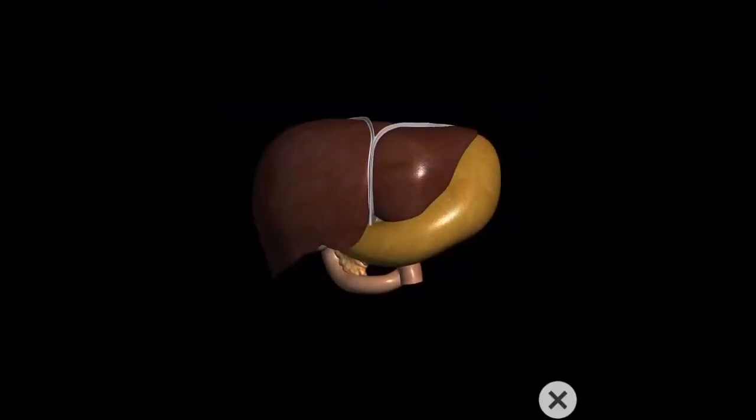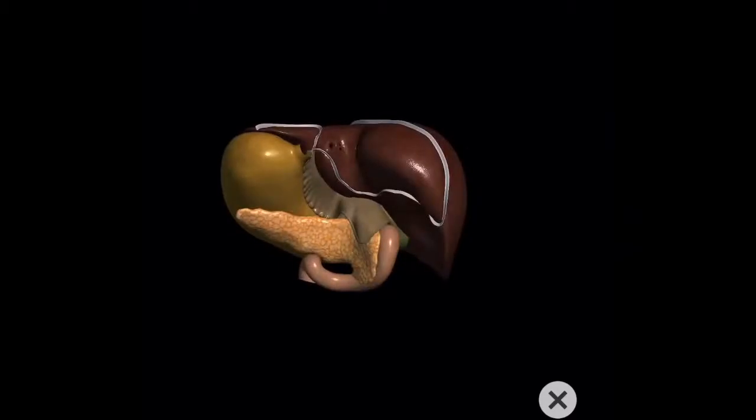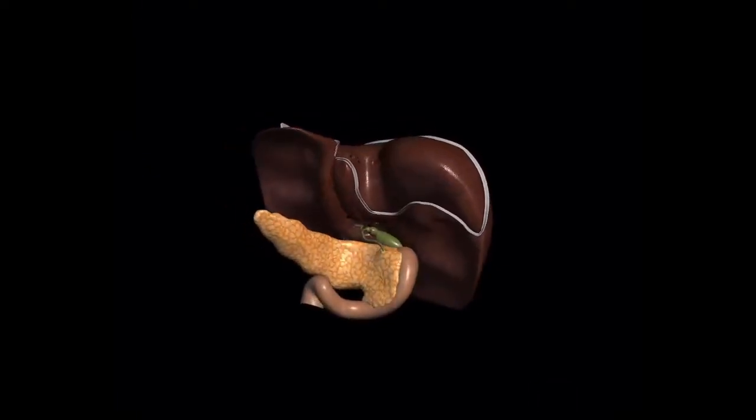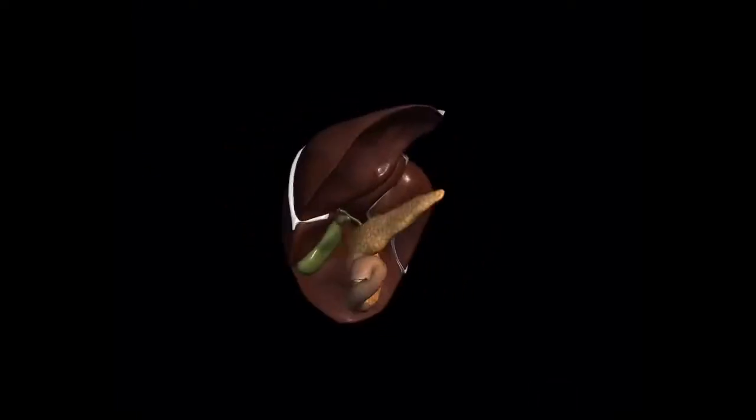I want to take a second to look at the relational anatomy here. You can see how the stomach and the pancreas and the duodenum sit against the liver and the gallbladder and how they all lie in relationship to each other.